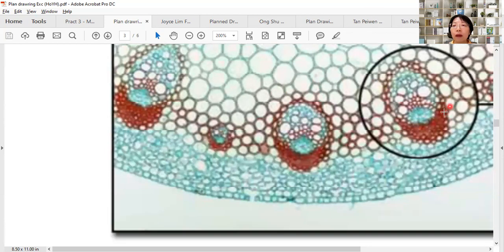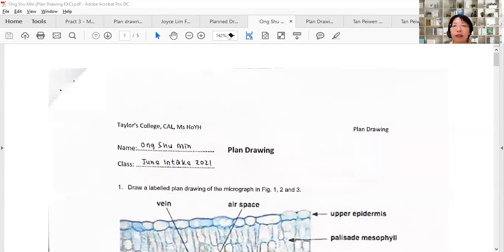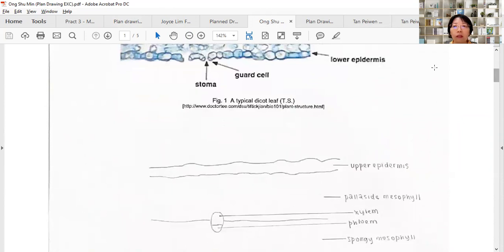Why? Because now you only see part of the stem, you know. If you see the whole stem, you'll notice that the vascular bundles are scattered, so there's no pith. There's no pith for this one, but you cannot see it because you only see the outer part. Okay, so now the next one, an example only for you all to learn.